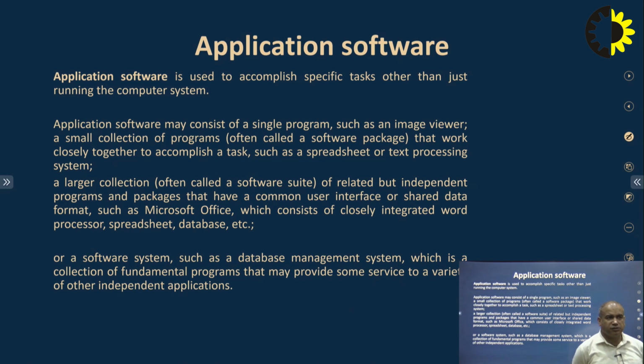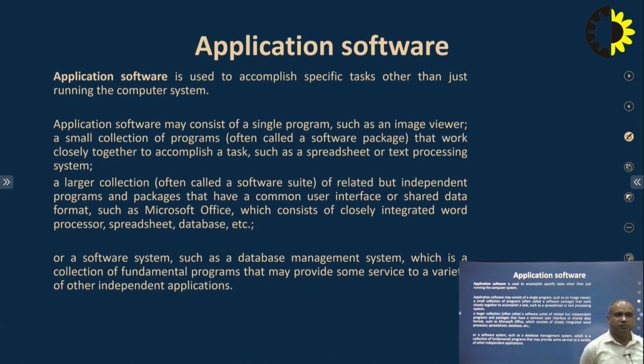Application software is used to accomplish specific tasks other than just running the computer system. Like our word processor, or any spreadsheet or PowerPoint presentation, all are examples of application software.